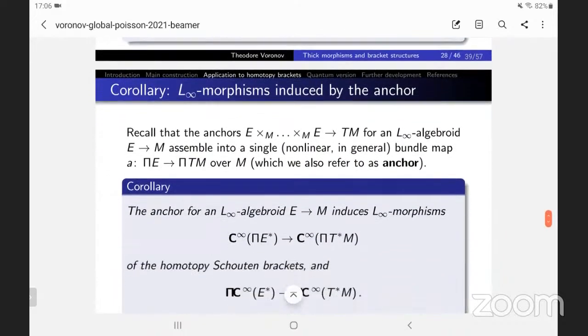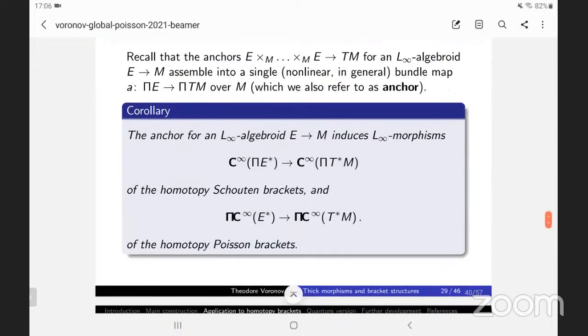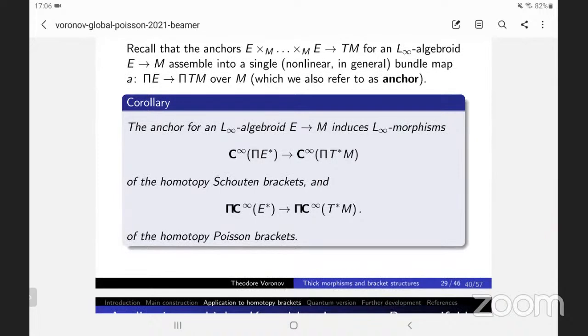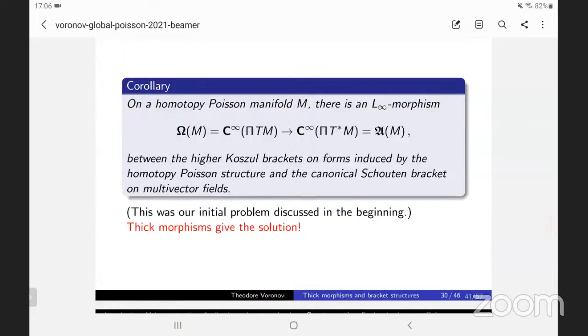One special case: if I have an infinity algebroid with a particular anchor, which is a non-linear mapping to pi TM, then as a corollary we have an infinity morphism between the homotopy versions of Lie-Schouten brackets and Lie-Poisson brackets and the canonical Poisson and canonical Schouten brackets. And in particular, this gives a solution to the question that I posed initially about Kazhdan-type higher Koszul brackets.